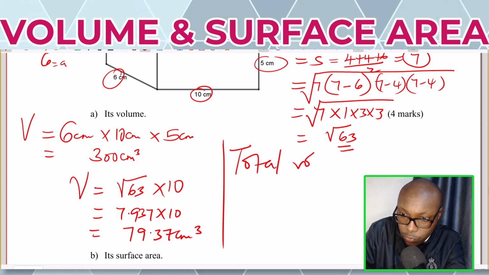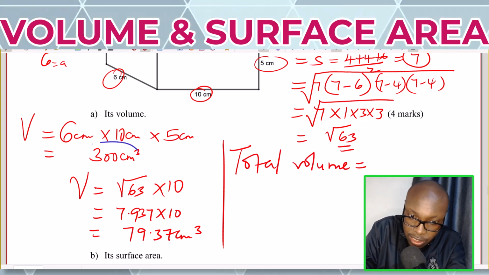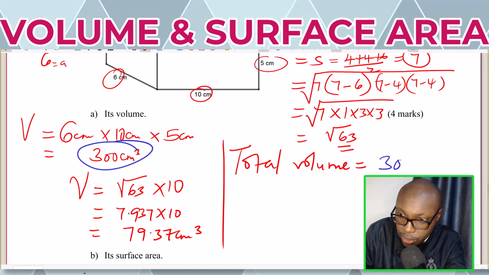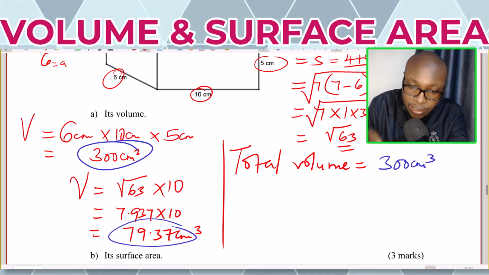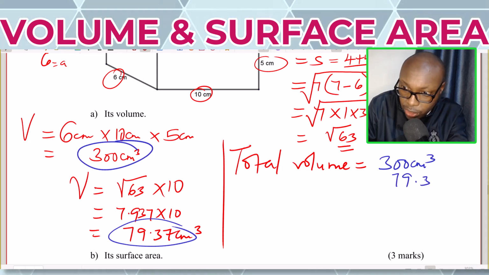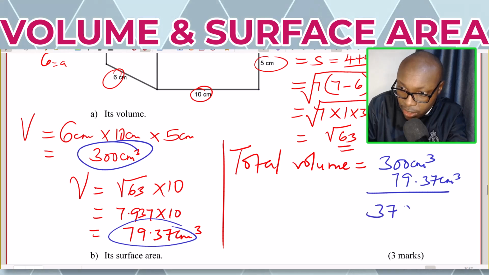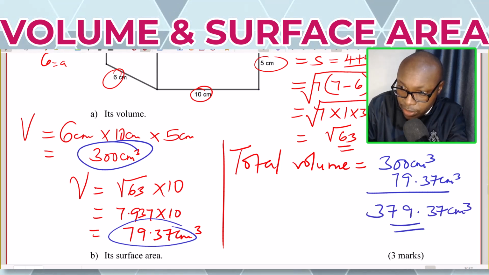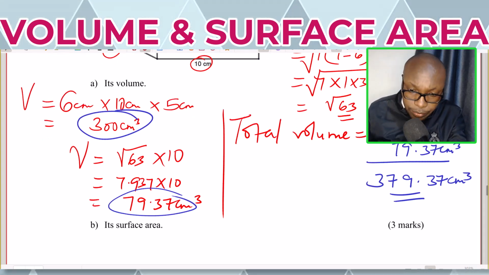Now we can get the total volume. The total volume is given by the rectangular part, which we got as 300 centimeters cubed, and then we add the wedge, which is 79.37 centimeters cubed. So we get the volume as 379.37 centimeters cubed. So that is the volume of this metallic block.